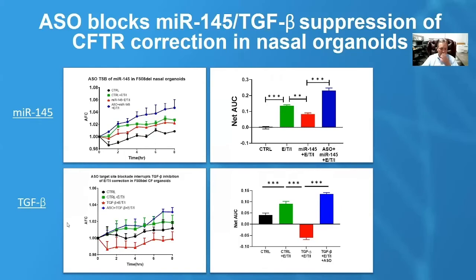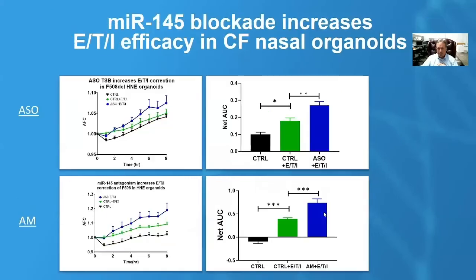Now looking at TGF-beta, we see the same effects. Again, black is baseline, green is CFTR correction, red is TGF-beta inhibition, and blue is ASO restoration. So again, to the right, baseline, minimal function, ETI correction, TGF-beta suppression, and ASO restoration.